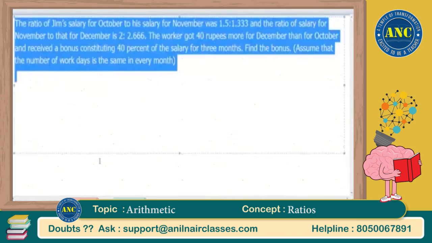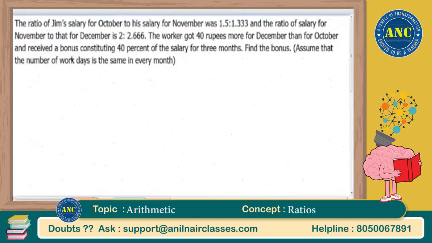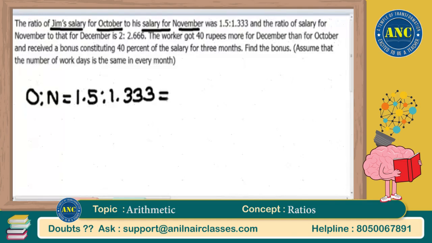Next one. See this question. The ratio of Jim's salary for October to his salary for November was 1.5 is to 1.33. That means the October and November ratio is given as 1.5 is to 1.33. 1.5 is 3 by 2. 1.33 is 1 plus 0.33. 0.33 is 1 by 3. 1 plus 1 by 3 is 4 by 3.